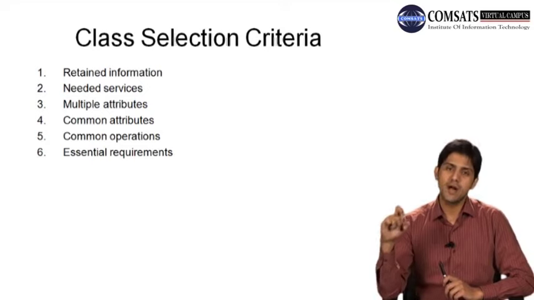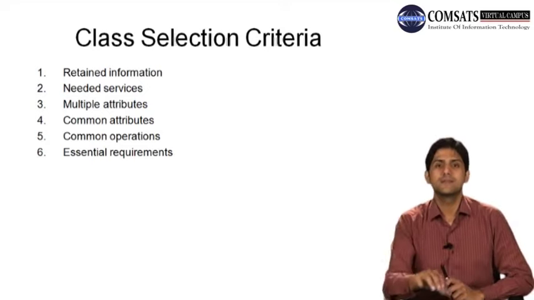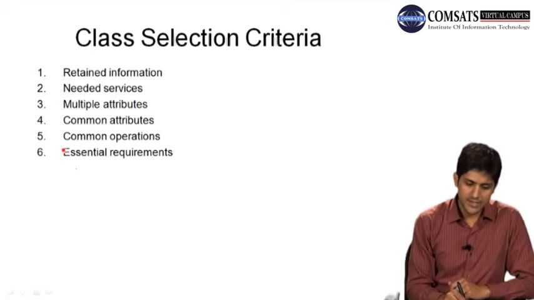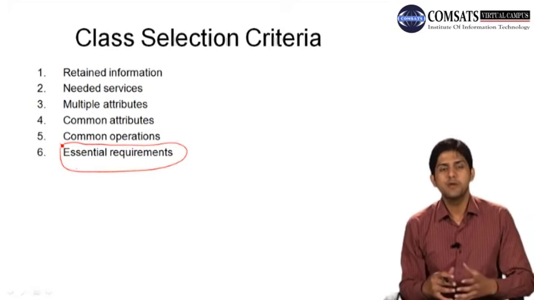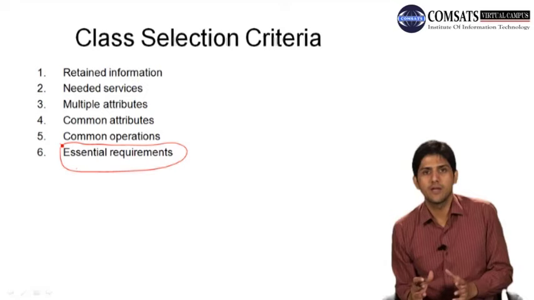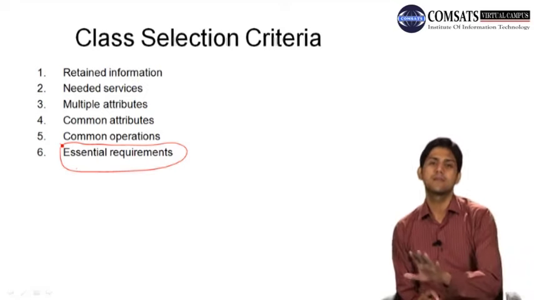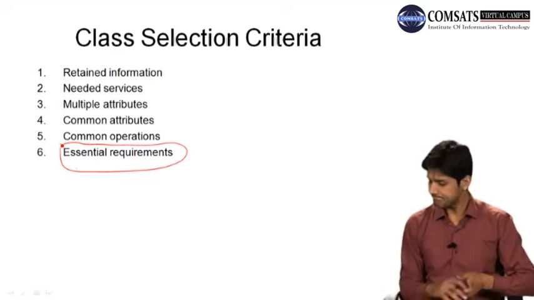So each potential class to be selected in our solution has to satisfy all these 6 criteria, and I've told you there is an exception at times when it comes to these essential requirements. Some things are without which our system will not be complete. At times we make an exception, and even if it does not satisfy the first 5 criteria, we say okay, this is an exception, because without this our solution will not be complete.